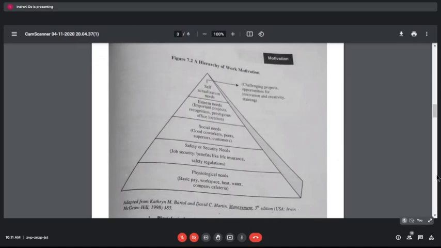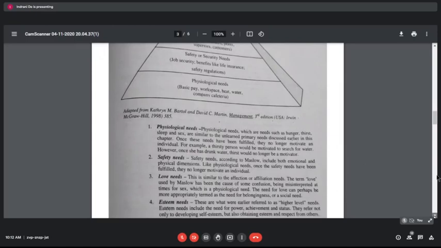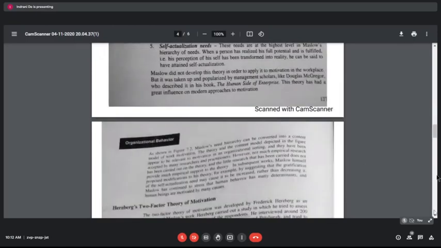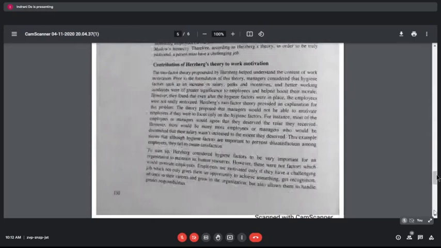Now, when the social need is fulfilled, the social need no longer works as a motivating factor. Then the esteem need will motivate you. When the esteem need is fulfilled, then it is not going to motivate you. Now the self-actualization need is going to motivate you.